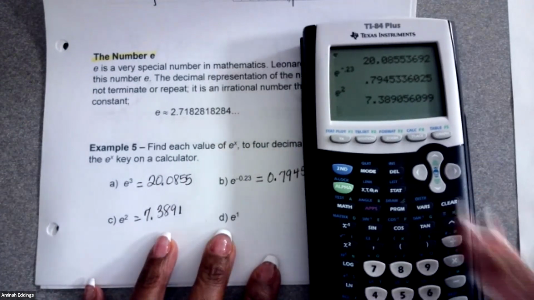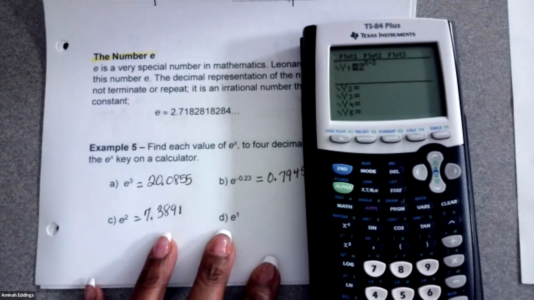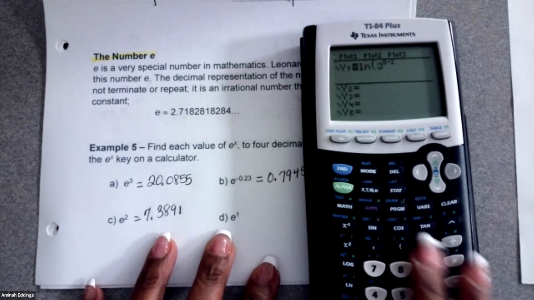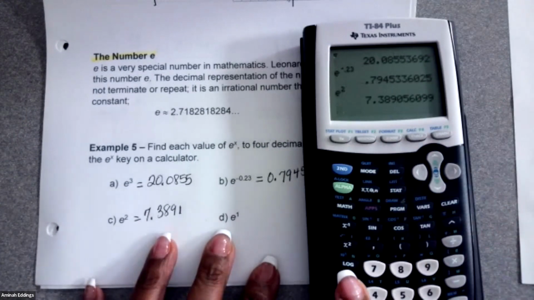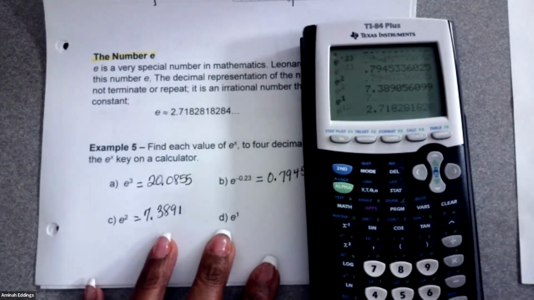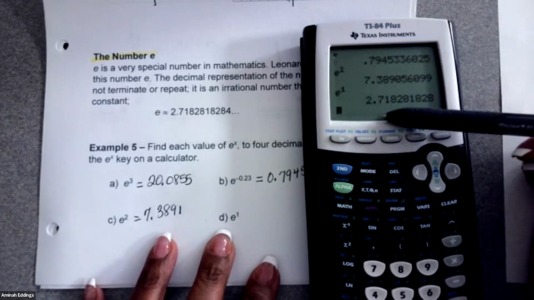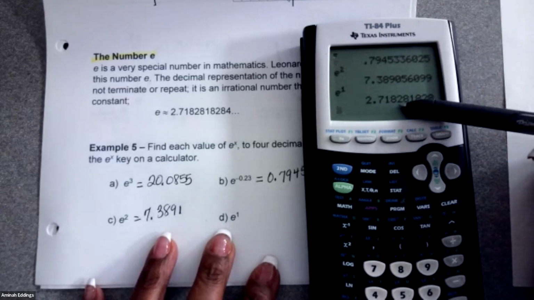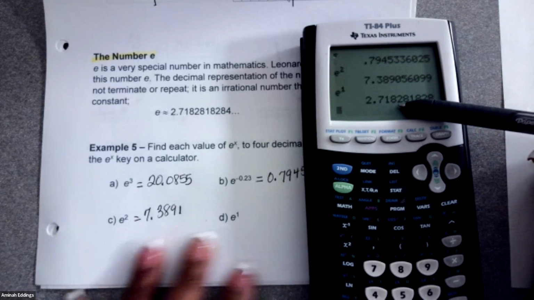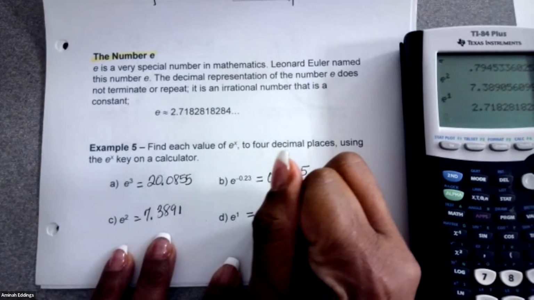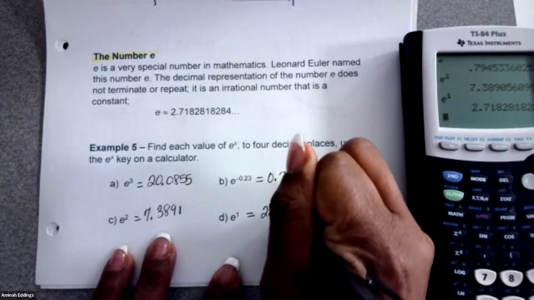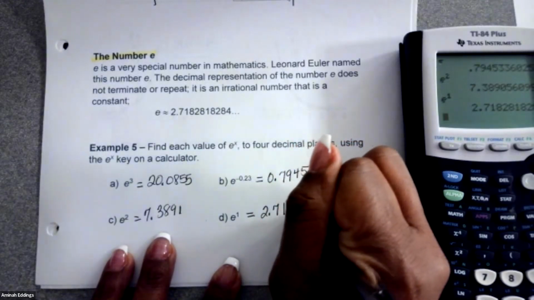And then the last one is pretty simple. That's just E to the first, okay? So that's just whatever our value is of E. So second ln, and this time it's going to be 1. Okay, so 2.718. Again, we need to round that up to 3. 2.7183. Okay, almost done.